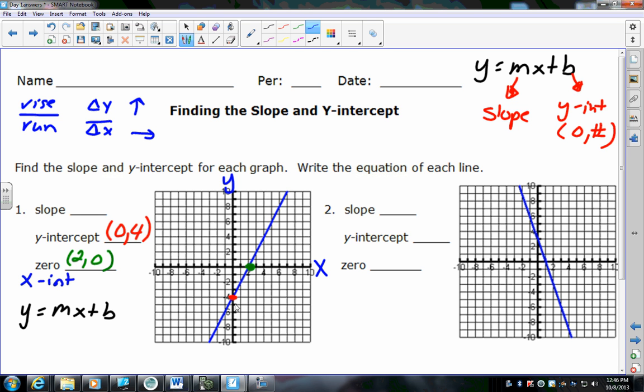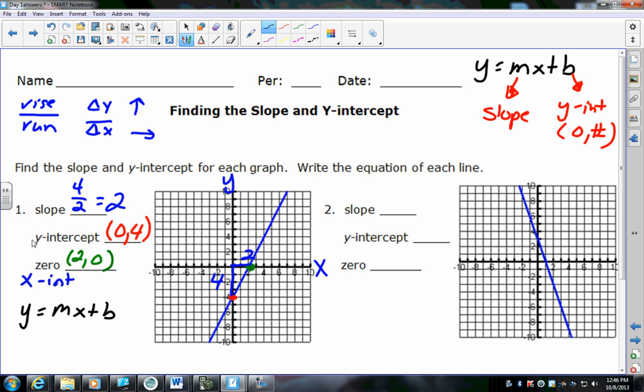All right, so I start down here and I'm looking. My line is increasing. It's going up. That means my slope is going to be positive. So I'm going to look. I'm going to go up 4 to the right 2. So my slope is going to be up 4 to the right 2. Then you take 4 divided by 2, and that's 2.